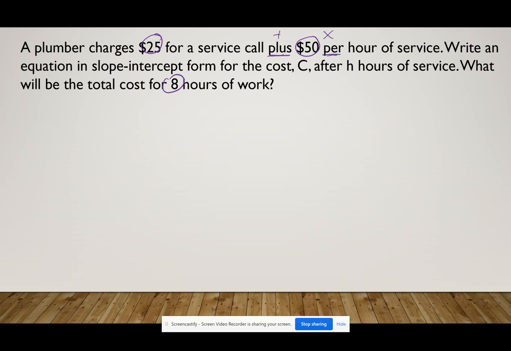Per means multiply. Okay. Now, although we do have the word charges, that number is not going to be negative because we're not taking it away from anything. We're charging somebody that. So just be careful. I know sometimes people think charges means take away. It's not like you have a balance and it's going down. So that one is not part of this problem.